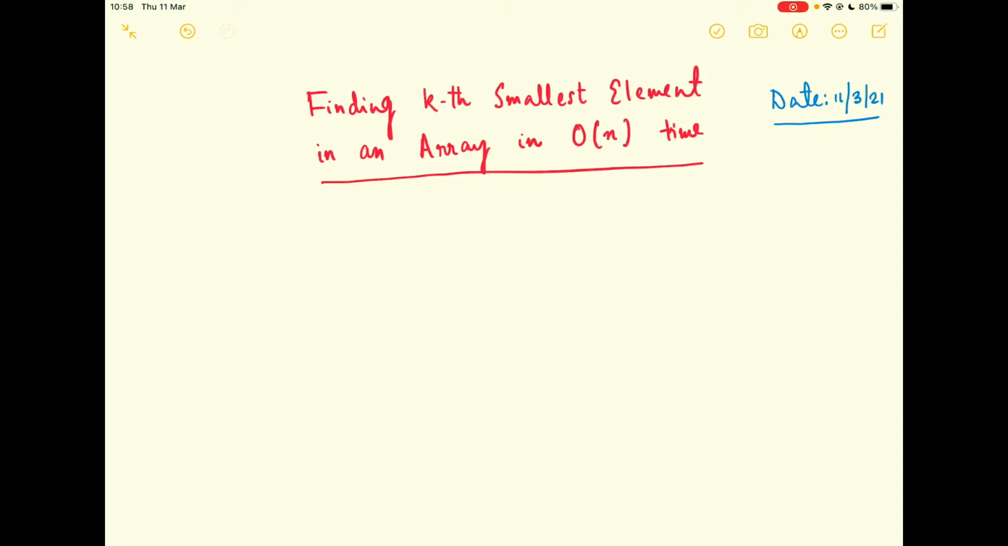In this lecture, we will see an algorithm to find the kth smallest element in an array in order n time in the worst case. Okay. So let's first discuss an algorithm which does this job in order n expected time, which is inspired by the quicksort algorithm. So let's call it randomized select.